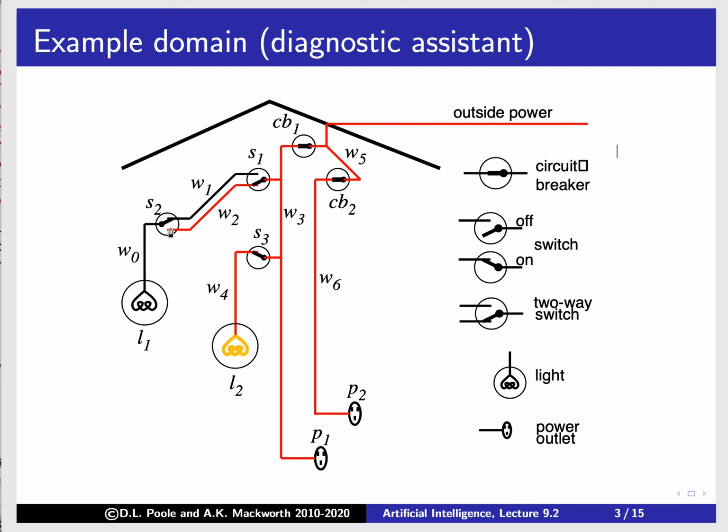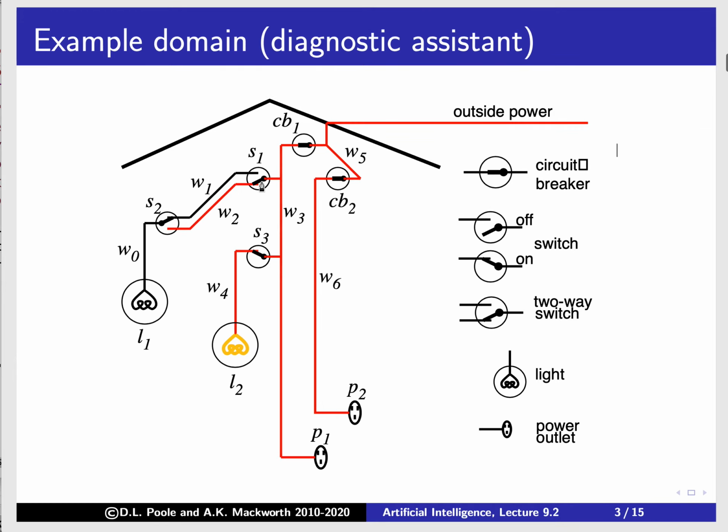Whether there's power in W0 only depends on the position of the switches and whether there is power in either W1 or W2. Whether there's power in W2 only depends on whether there's power in this wire here and whether the switch is up or down. Okay, so this is the sort of information we're going to exploit in here.